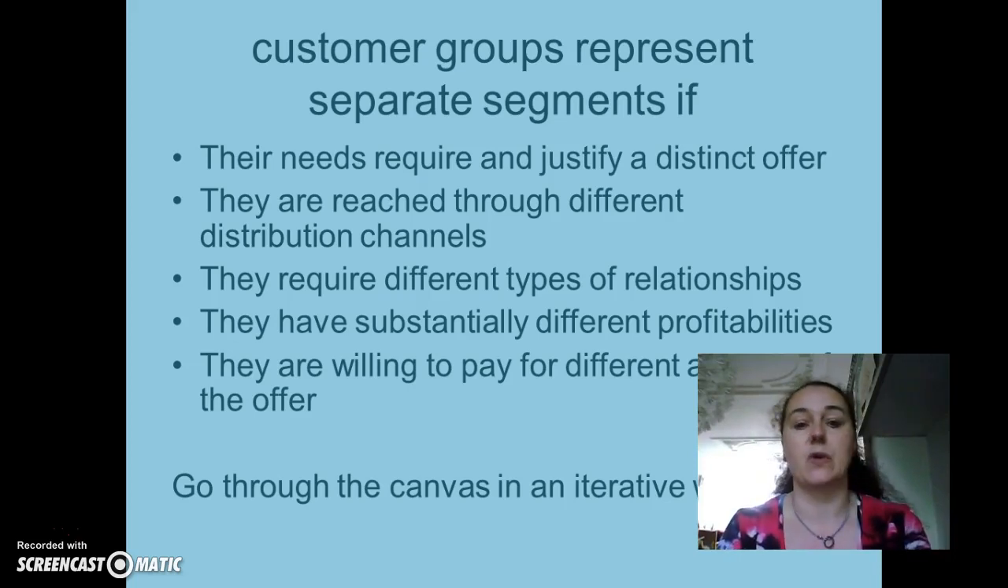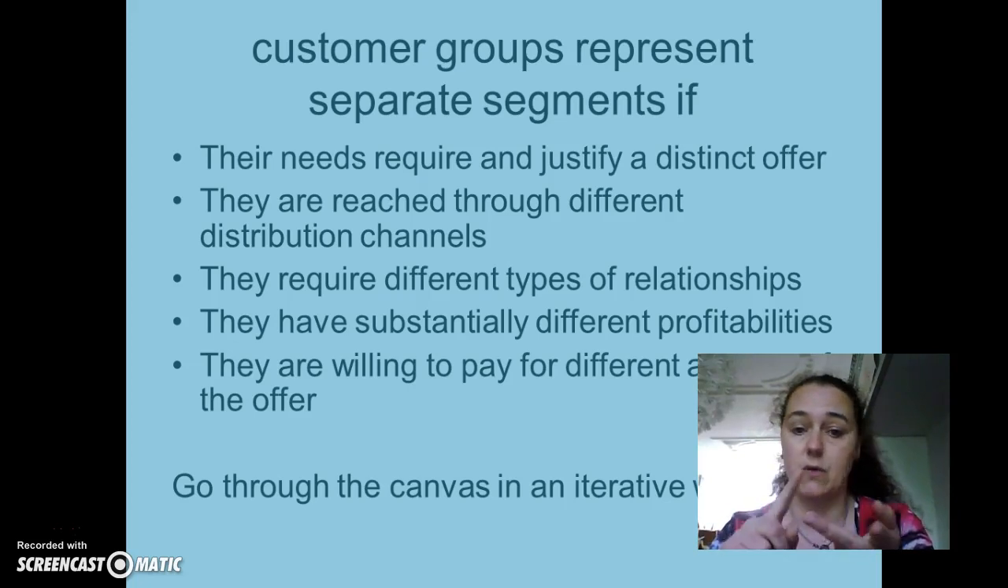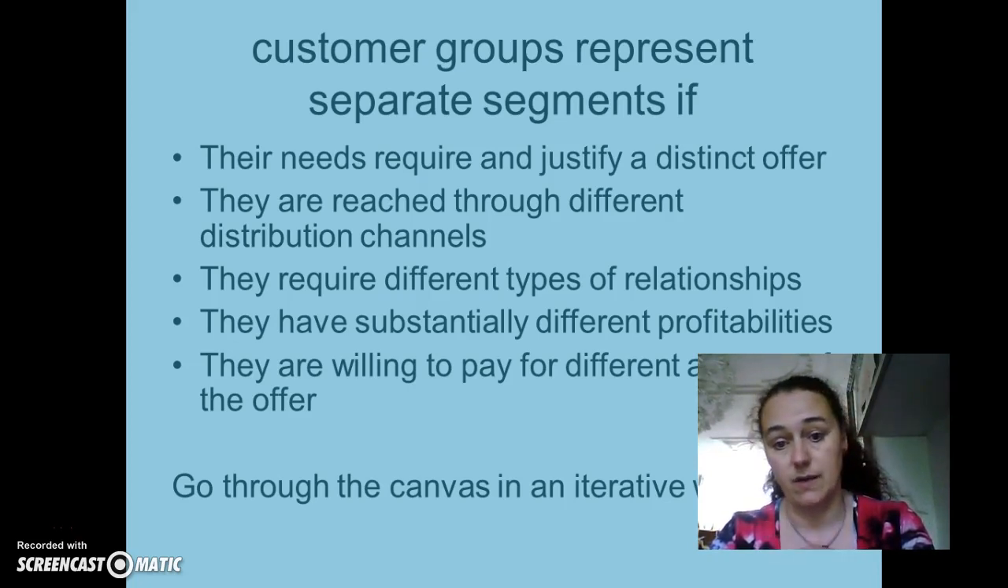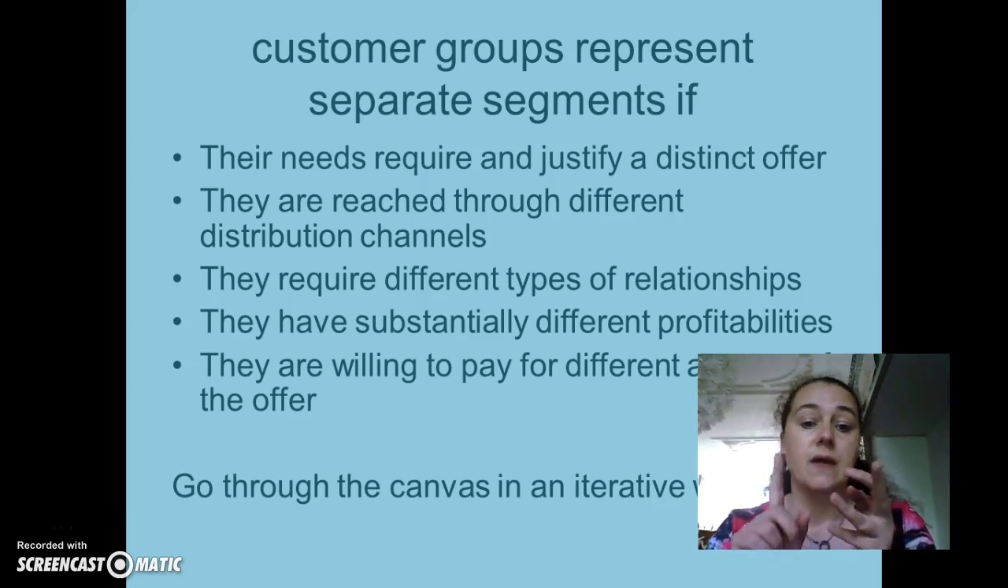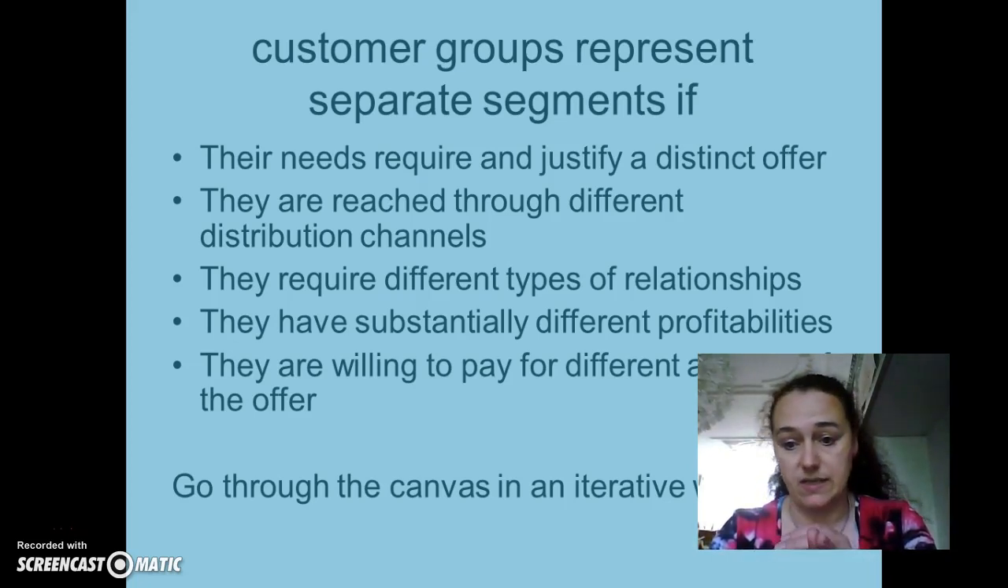According to the business model canvas theories, customer groups represent separate segments if they need and justify a distinct offer. They are reached through different distribution channels, for example, the web, the physical shops, telephone. They require different types of relationships. Some need more personal attention, others can be more anonymous. They have substantially different profitabilities.